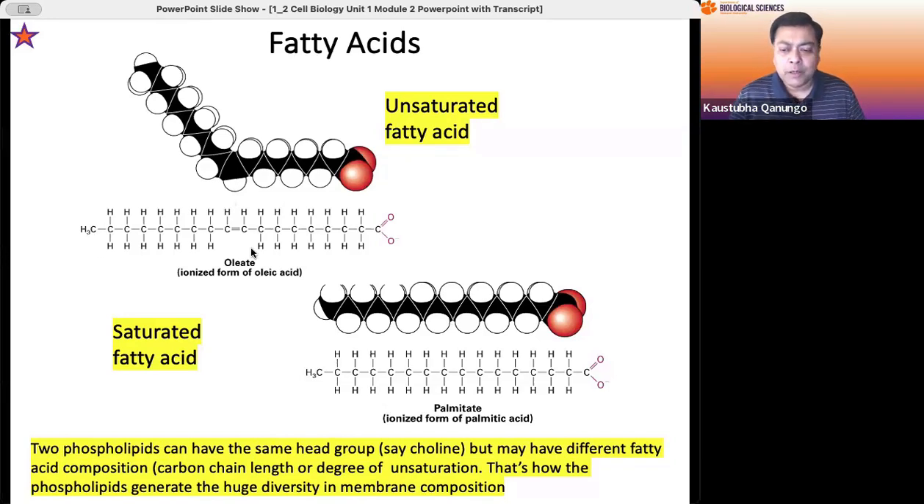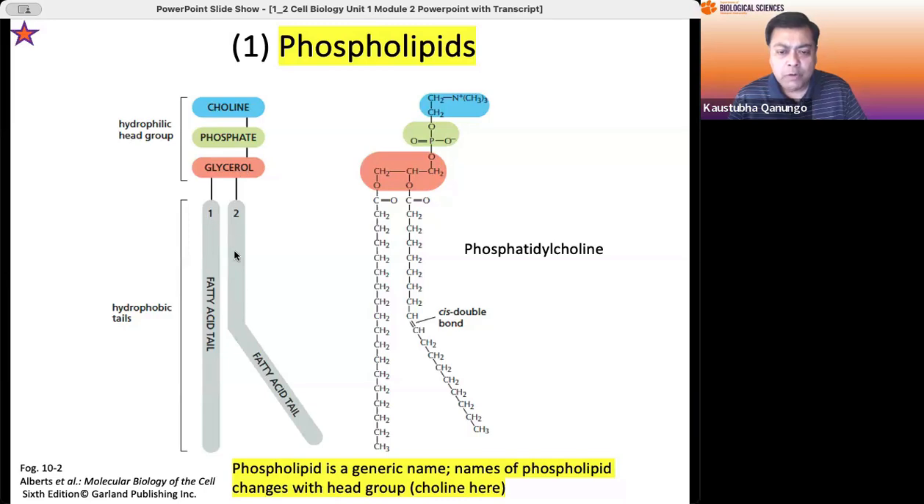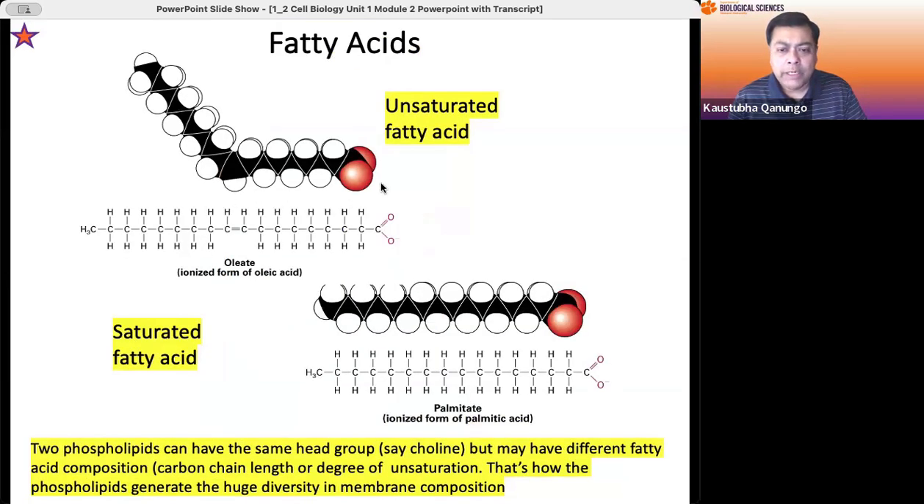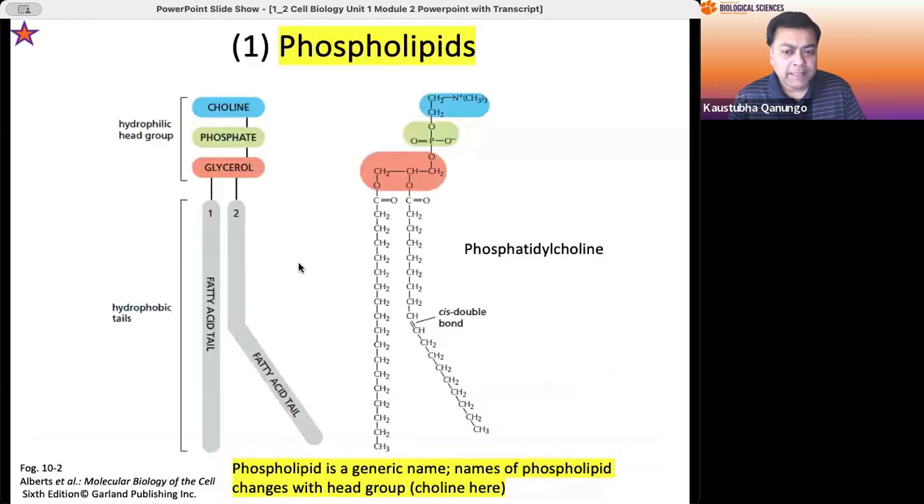So what you are seeing is oleate, the ionized form of oleic acid, whereas this is palmitate, the ionized form of palmitic acid. So choline right here, phosphate, glycerol, and you can have this one as oleic acid and this one as palmitic acid, and that will be one kind of fat. Then you change this one: that one could be butyric acid, another could be oleic acid. And then you keep this one as palmitic acid and another as something like linolenic acid. So you can make permutations and combinations of the fatty acid tails with the phospholipid head groups, and that will generate all this diversity of fats.